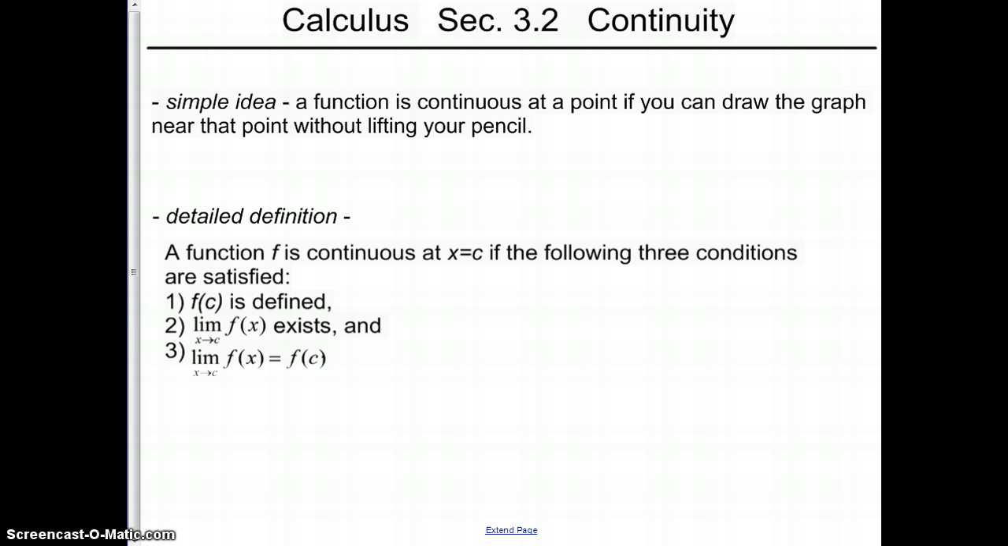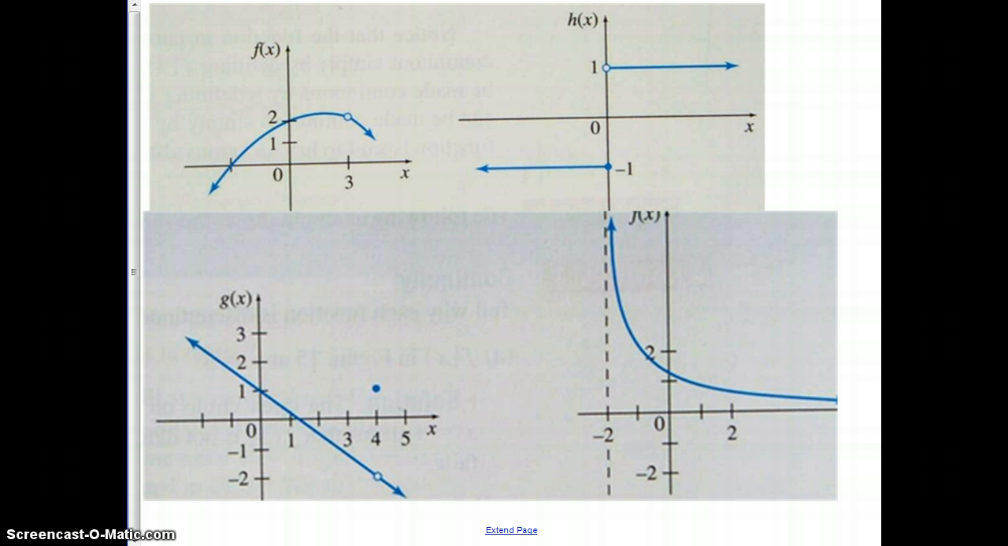Now, I'm going to show you a couple of graphs here of things that are not continuous and talk about why they're not. But again, the simple idea is you should be able to draw the entire graph, or at least the graph on a set interval, between x value of 3 and 7. If you can draw that part of the graph without lifting up your pencil, it's a continuous function.